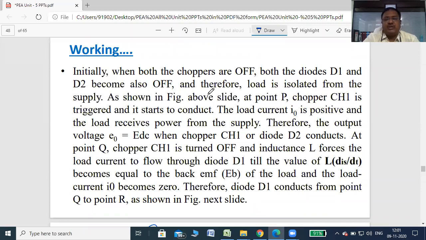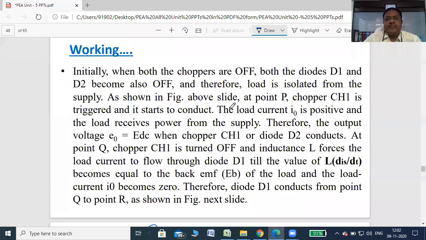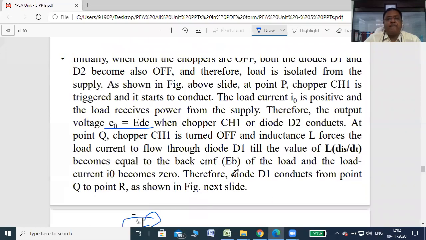Initially, when both the choppers are off, both diodes D1 and D2 are also off, and therefore the load is isolated from the supply, as shown in the figure. At point P, chopper CH1 is triggered and starts to conduct. The load current I0 is positive and the load receives power from the supply. Okay, so this part is P to Q. Then the load current is positive. Therefore, the output voltage E0 equals EDC. So that is shown here, output voltage equal to EDC.